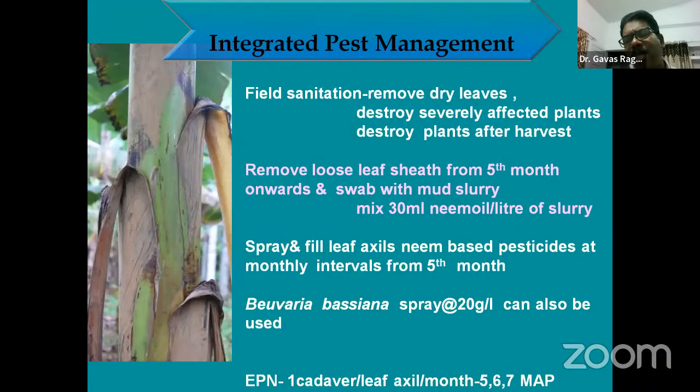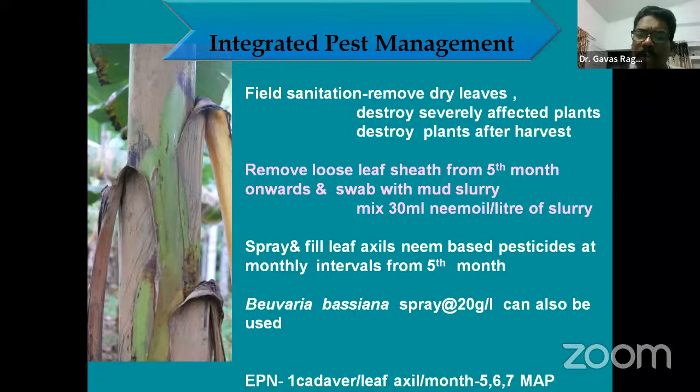So for managing this pest, the important part is field sanitation. Under cultural control, we tell the farmers to go for field sanitation. Here we have to regularly remove dry leaves and destroy severely affected plants by uprooting the plant from the base itself, cutting it into small pieces and dumping it into a pit, and covering it with either a lime material, or neem oil should be sprayed onto the mashed or cut pseudostem which is infested by the pseudostem weevil, and it will be covered.